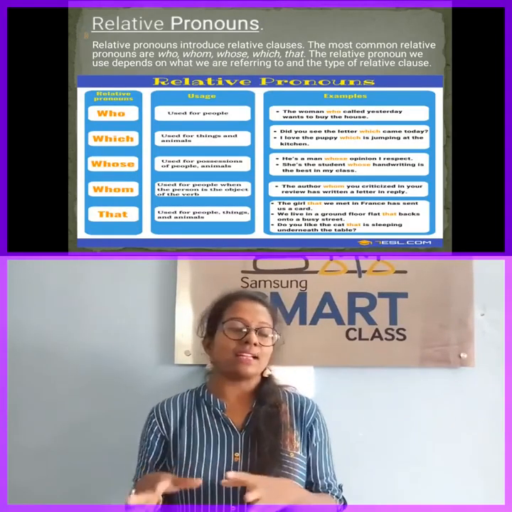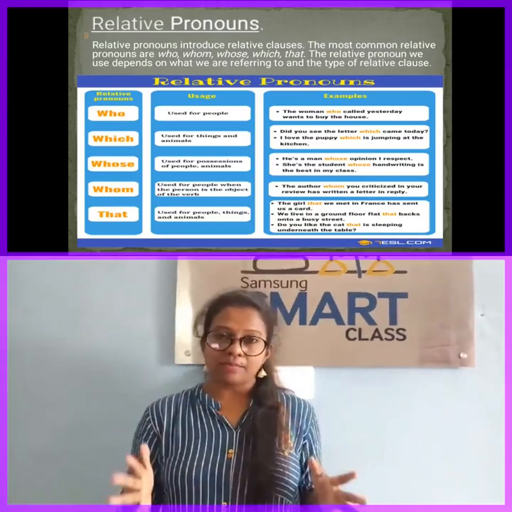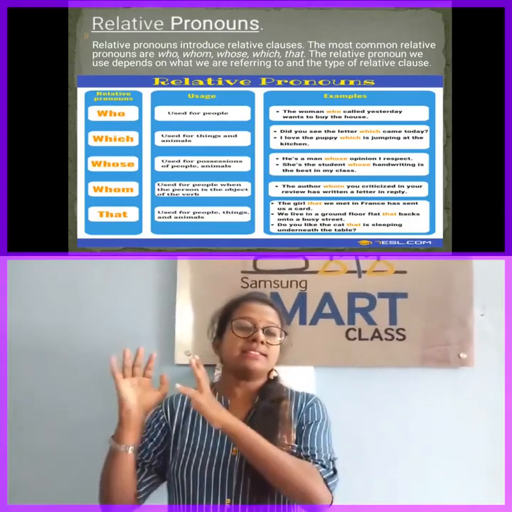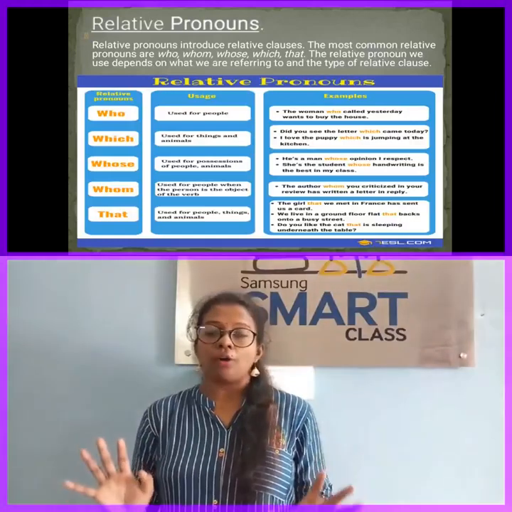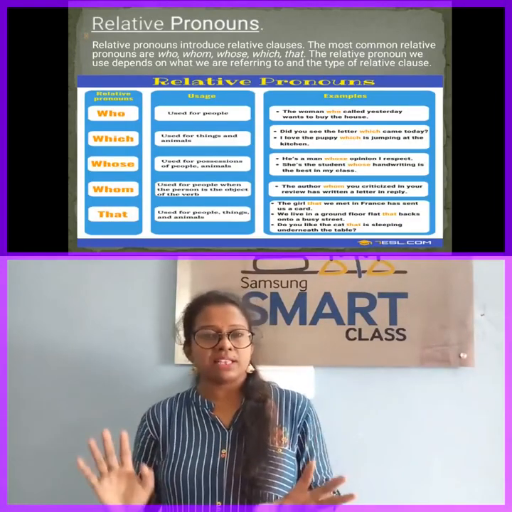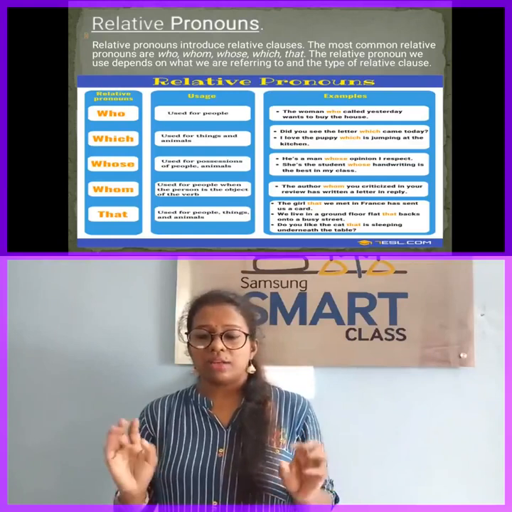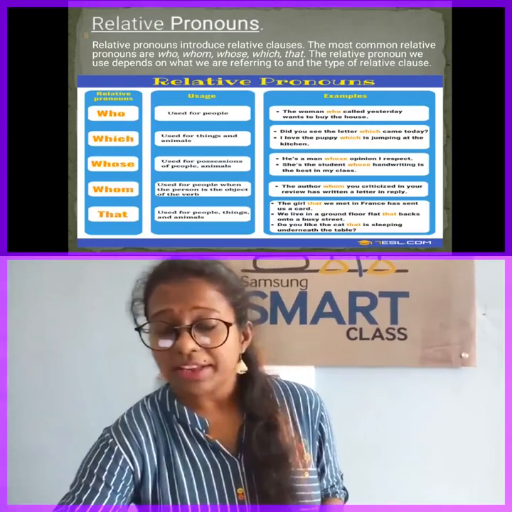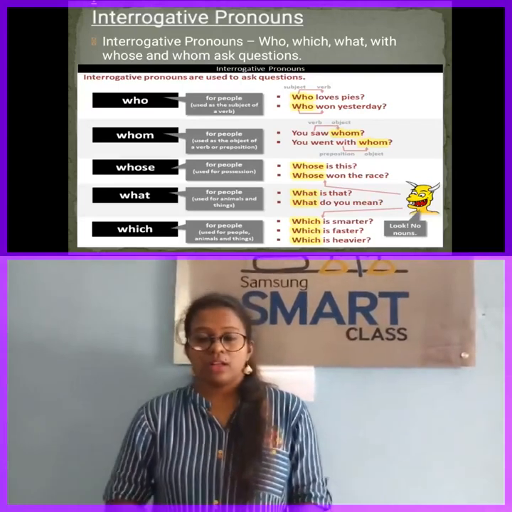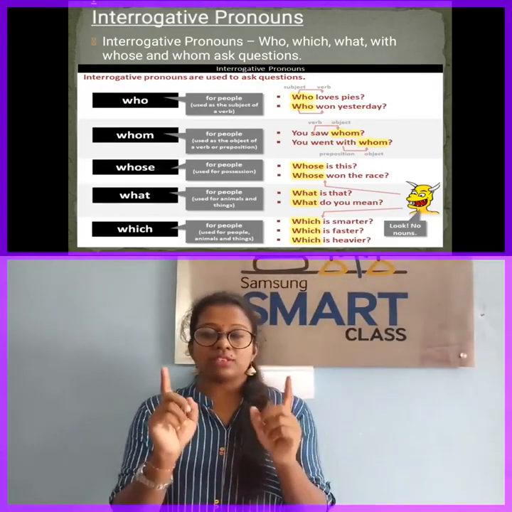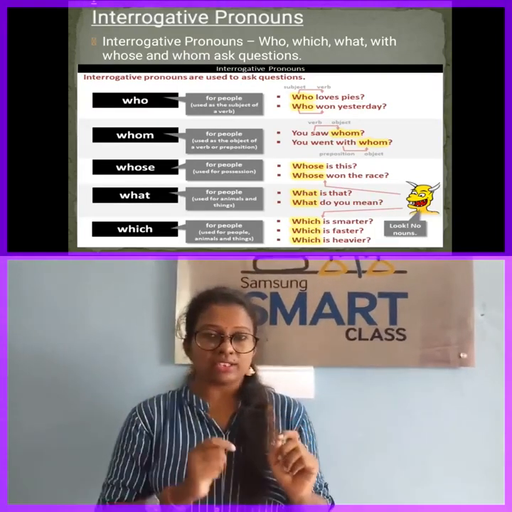So here that can be used for people, for animals and for things. So these are the examples. There are other examples also. These are a few examples of relative pronouns. Basically, most of them are WH words. Next, we are coming to interrogative pronouns. You can understand from the term interrogative, interrogation, asking questions.